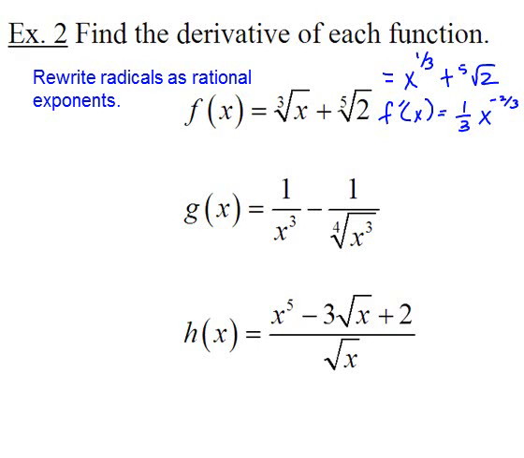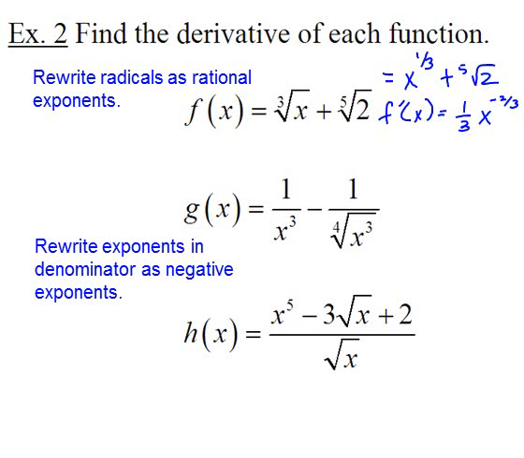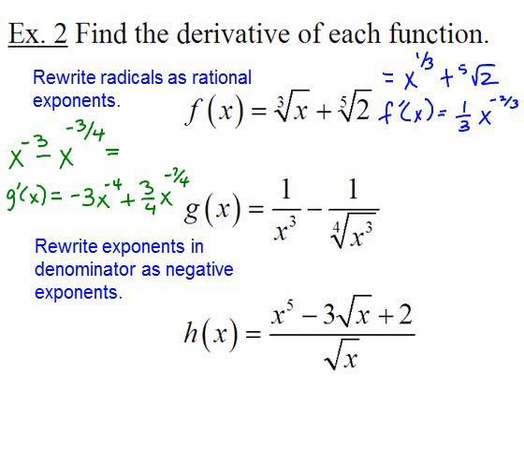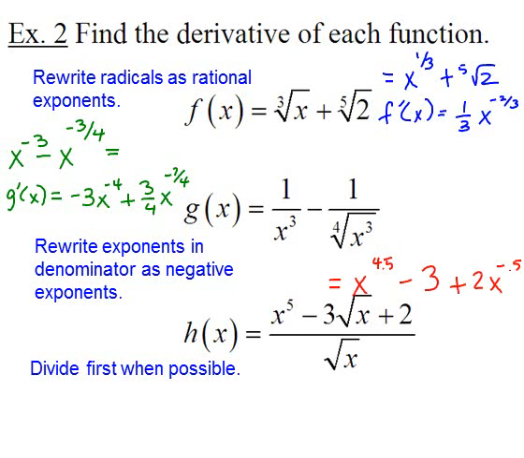For function g, we can rewrite both of those denominators as powers with negative exponents, and then use the power rule to get negative 3x to the negative 4 plus 3/4 x to the negative 7/4. And in the last one, we can divide each term through by the square root of x to get x to the 4.5 minus 3 plus 2x to the negative 0.5. Then the derivative is 4/5 x to the 3.5 minus x to the negative 1.5.